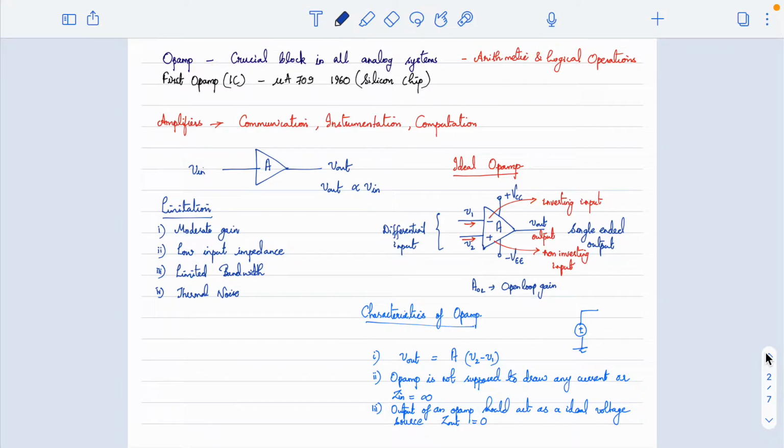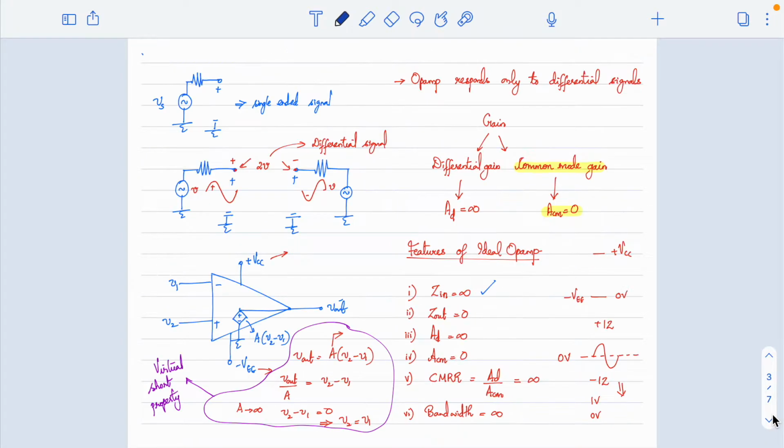And then later we saw, looking at the characteristics we are looking for in an op amp, the ideal features we have discussed: the differential gain, common mode rejection ratio, and bandwidth. These are the features we expect out of an op amp, and those are called the ideal characteristics of an op amp.